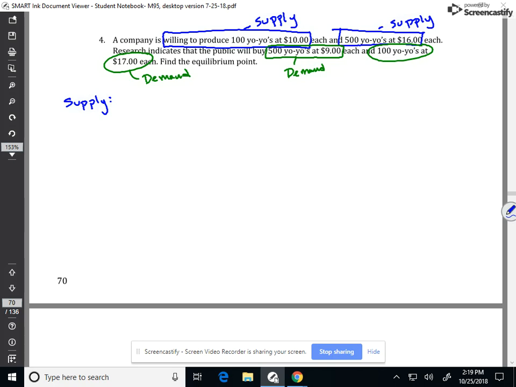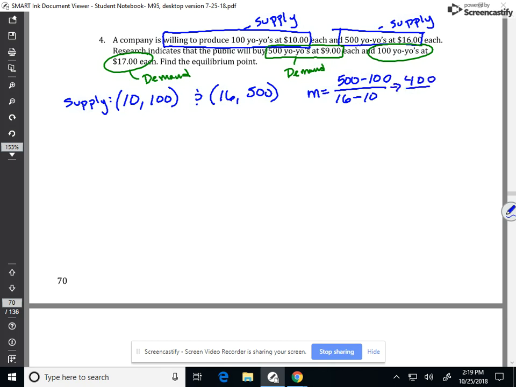Now remember, in supply and demand, the price is always the x coordinate. It comes first. So I've got (10, 100) and (16, 500). If I look at finding the slope, I'm going to do 500 minus 100 over 16 minus 10, which gives me 400 over 6, which I will reduce to 200 thirds. And we're just going to leave it in terms of the fraction. We're not going to make our lives harder.